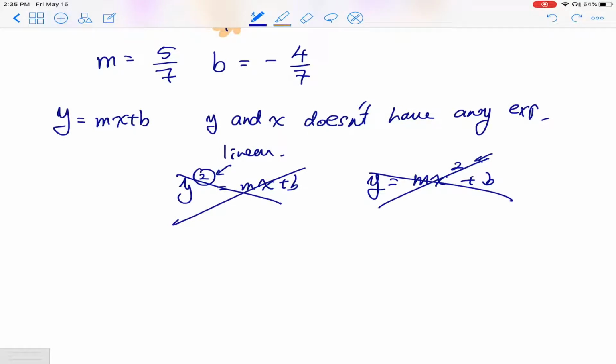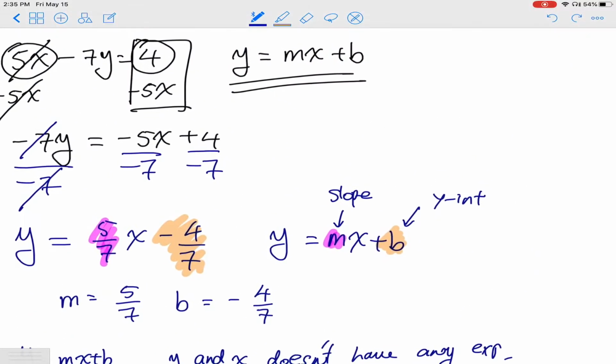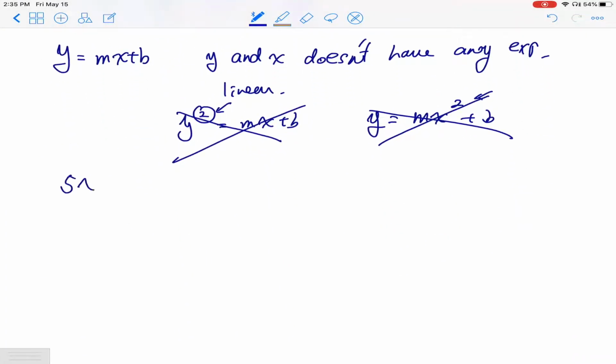And it says, if 4 was replaced with a negative 4, does it mean it's negative? No. If this becomes negative 4 instead of positive 4, it's not going to affect your slope, since this one does not have anything with the x. If it doesn't, then it's not going to affect the positive or negative slope.